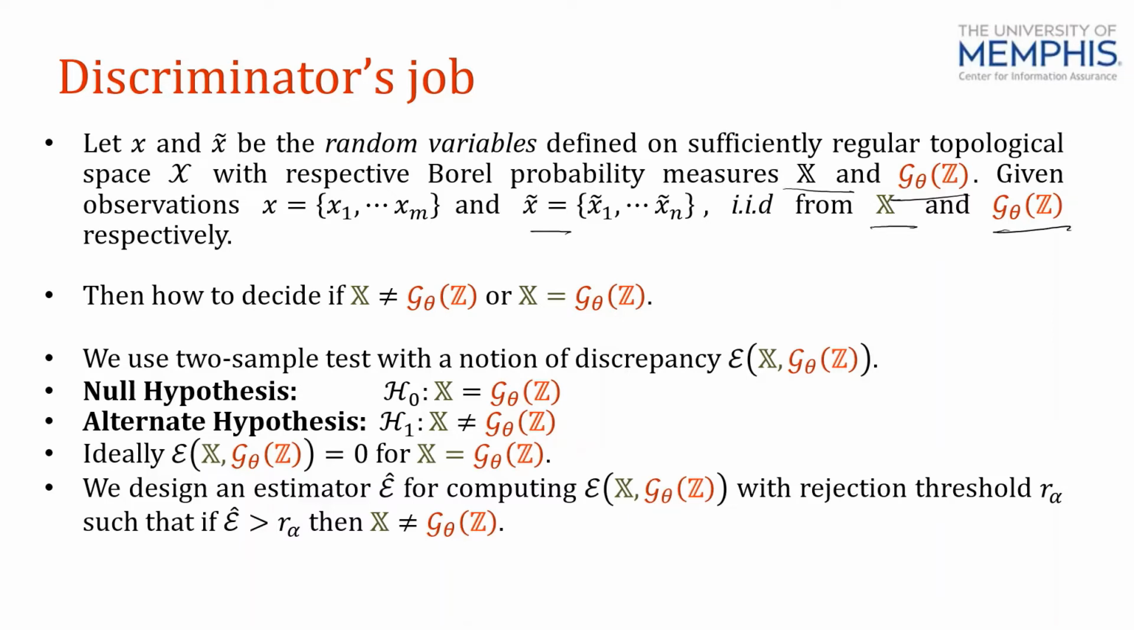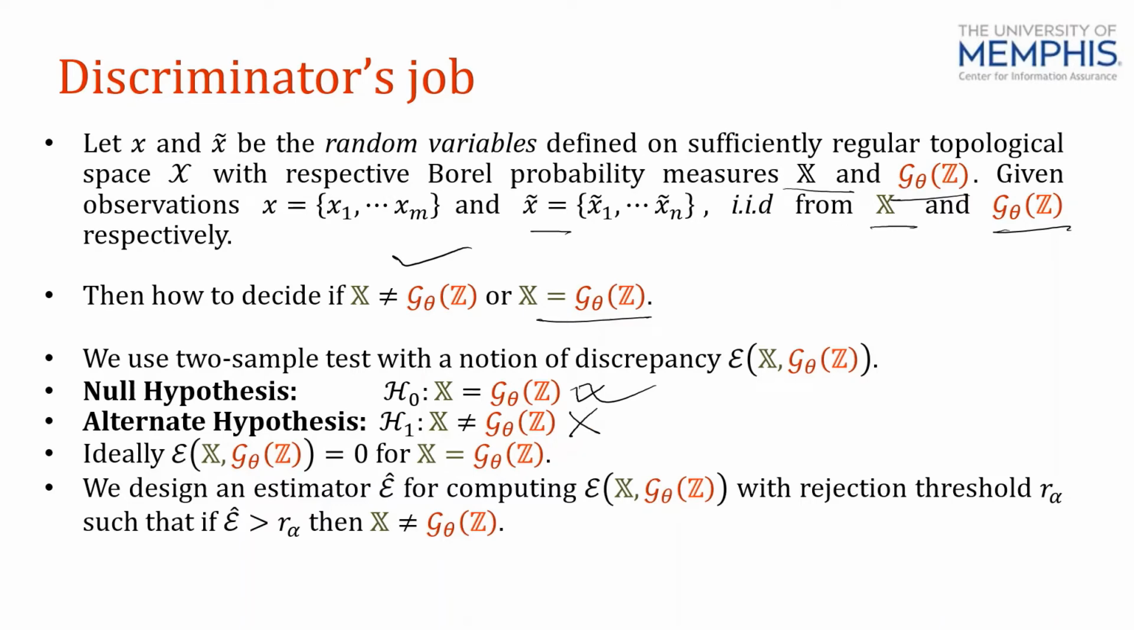Now, the goal of the discriminator is to identify if the true and fake distributions are the same or not. For this, it uses two-sample tests with the notion of the discrepancy. These two-sample tests have two hypotheses. One is called the null hypothesis, which says the original distribution is very similar to the fake distribution, whereas the alternate hypothesis rejects the null hypothesis.